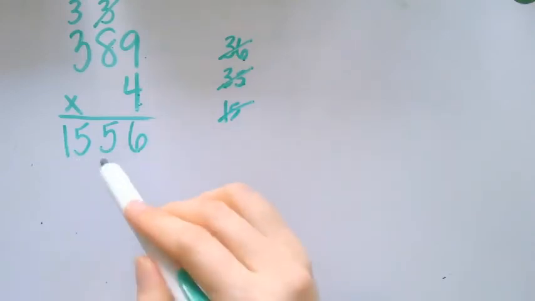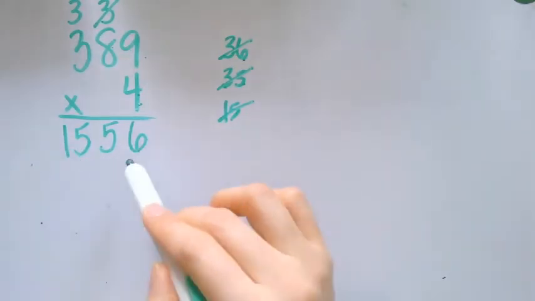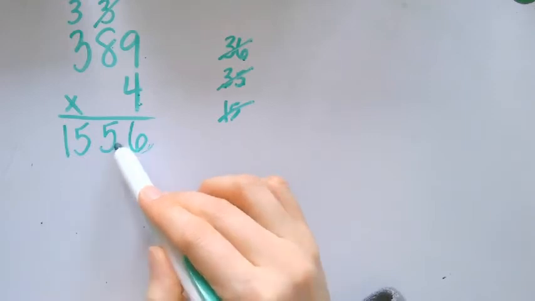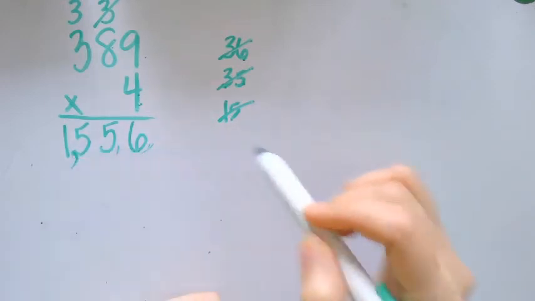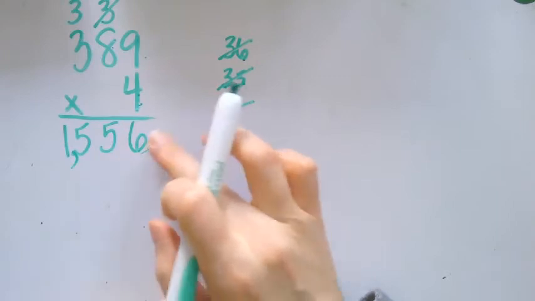But I'm not finished because I have more than 3 numbers. So starting from the right, 1, 2, 3 means I have to put my comma. These are just little marks.